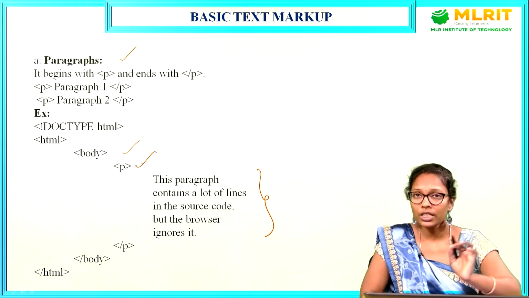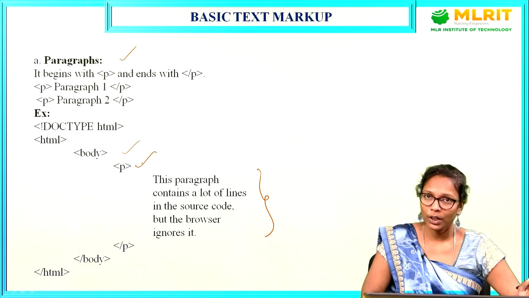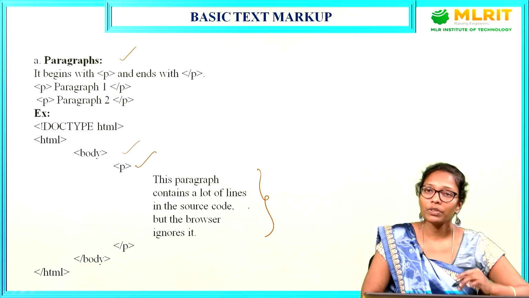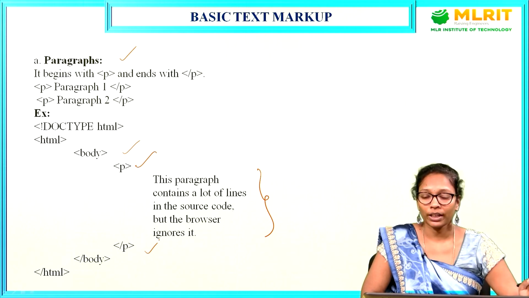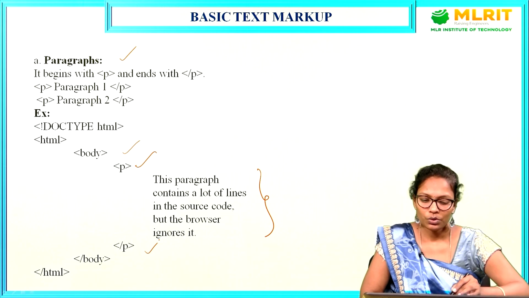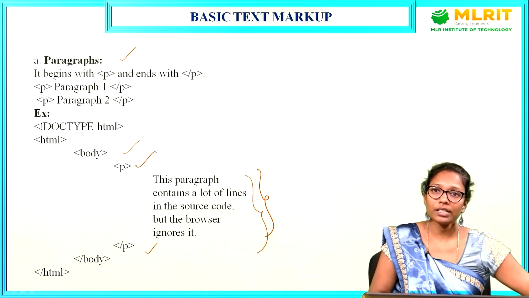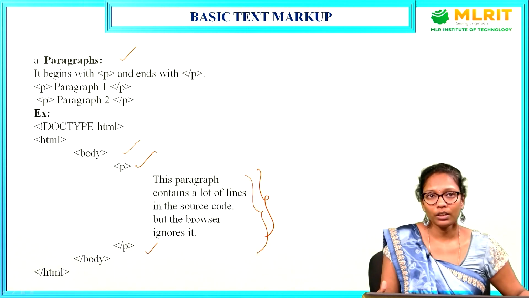Within the body section, I just opened the p tag, that is the paragraph tag. I'm writing the content which I want to display in the paragraph. Then finally, I'm closing that paragraph tag. As I told you, for every opening tag, there should be one closing tag. So now I have displayed it like this. Now we'll see what the output is for this.